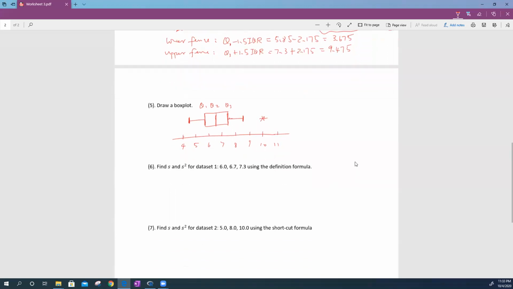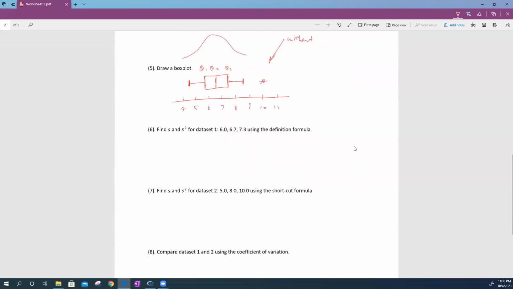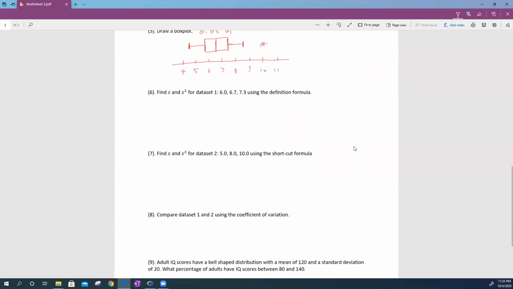So if we look at the shape without the outlier, it is pretty symmetric. So if we put a smooth curve, it should be something like this without this outlier. And we also want to find question 6.